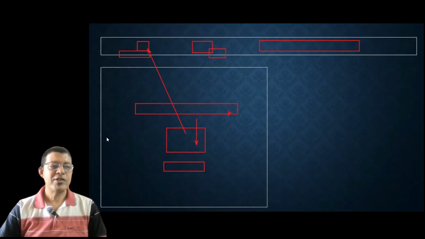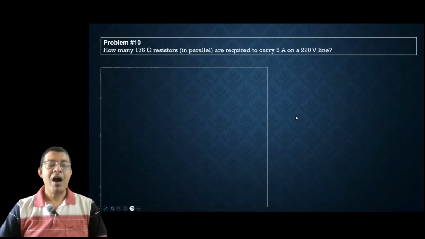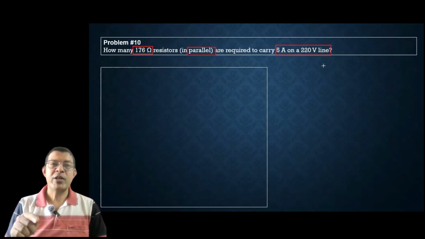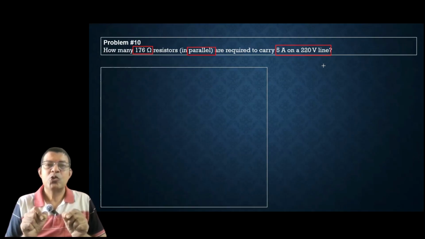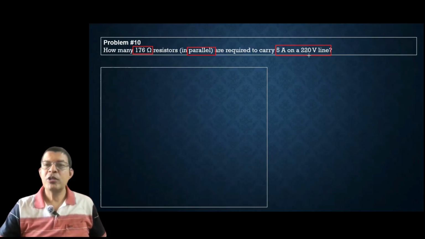Let's clear these drawings. Okay, next problem. Problem number 10. What is the problem stating? How many 176 ohm resistors in parallel are required to carry 5 ampere on a 220 volt line? That means, of these 176 ohm resistors, how many do we need to connect in parallel so that you will get 5 ampere on the 220 volt line? What we need to do now?